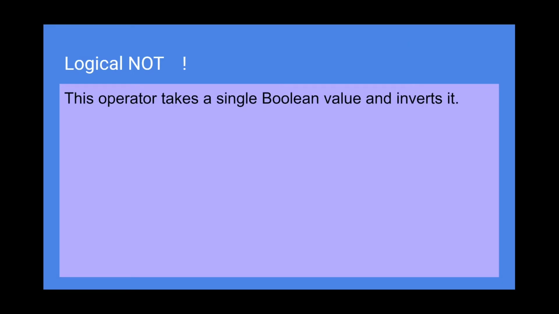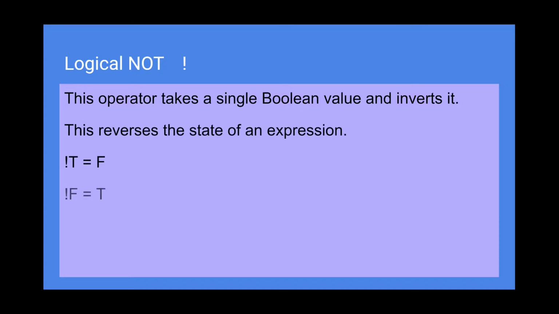And let's take a look at logical NOT. That's just an exclamation point. So all we do is take the single value and we invert it. So if it's true, then it's going to be false. If it's false, it's just going to be true. Really easy. It's not that hard.